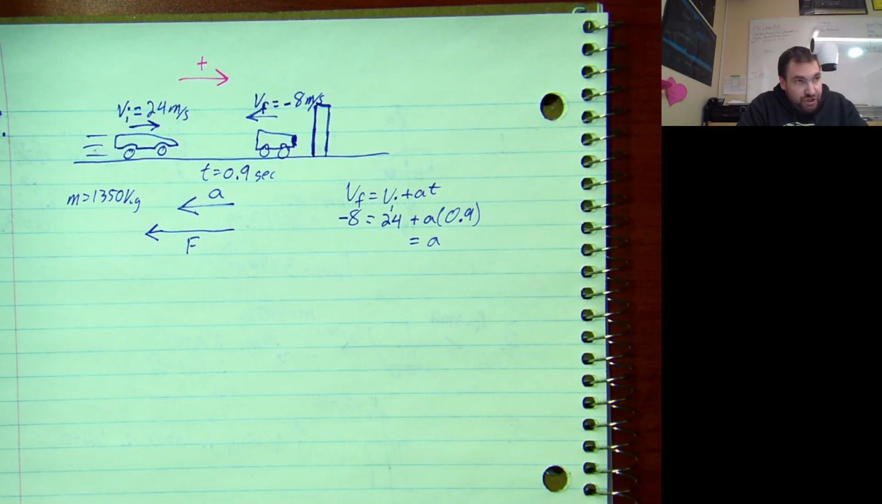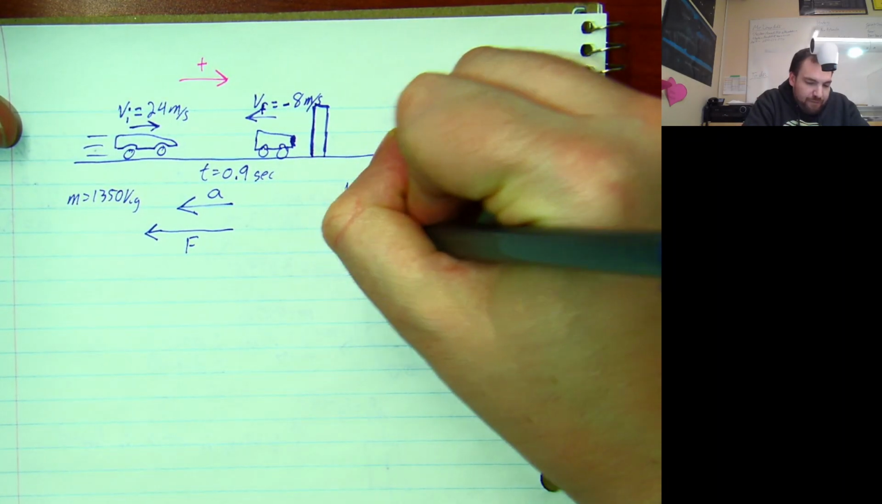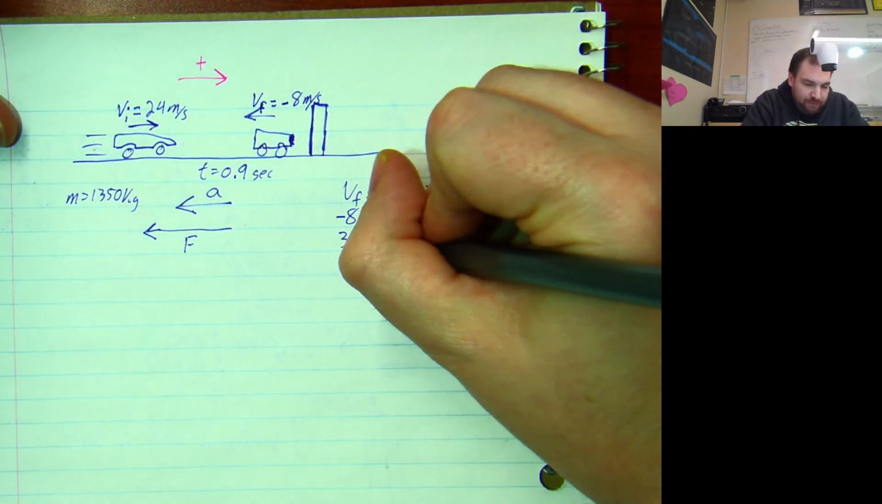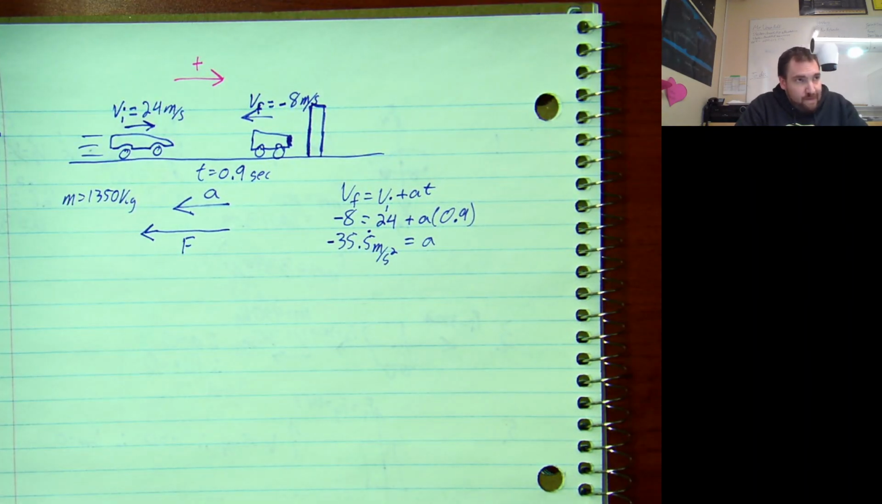I got it. What'd you get? 35.5555 repeating, meters per second squared, and that's got to be negative. Can someone verify that? No, no, you are not good enough. I want multiple people. Zaid did? Okay, he confirmed it.